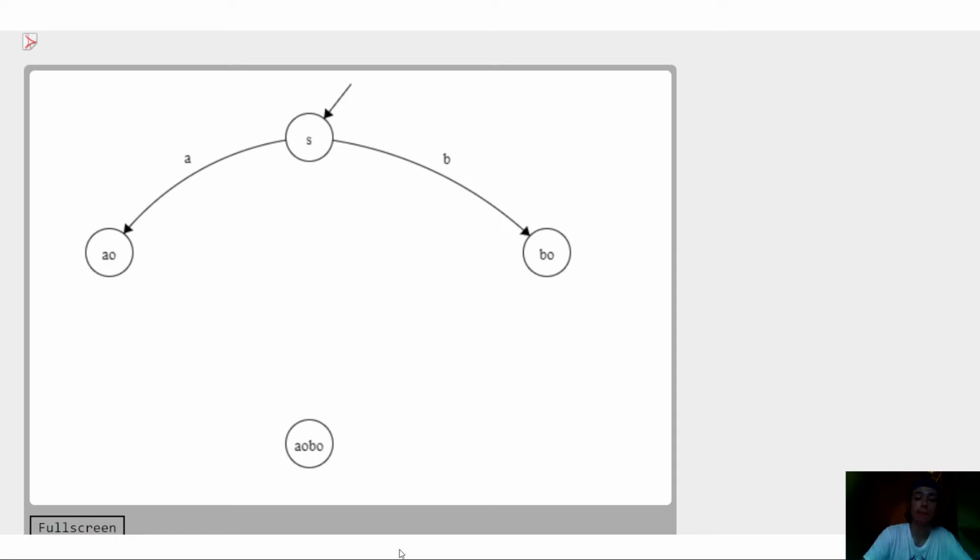Now, what happens if I am here in the state A0 and I read an A? Well, if I am here, I have an odd number of A's. When I read the A, I come back to have an even number of A's. And with respect to B's, it doesn't matter, because when I read an A, I don't change the number of B's in my word, right?